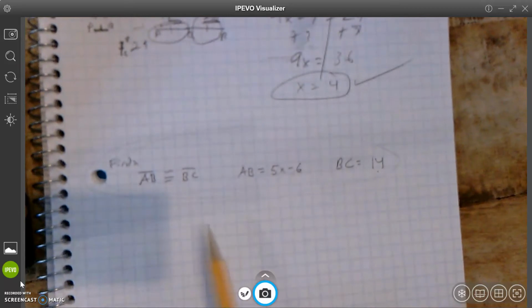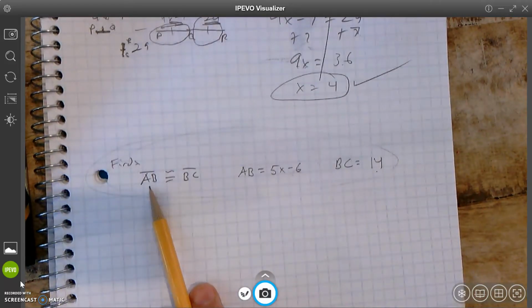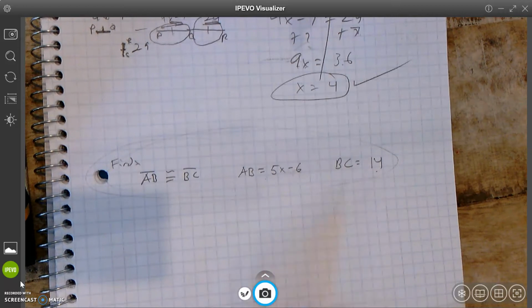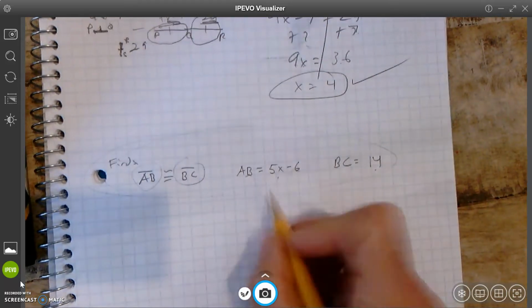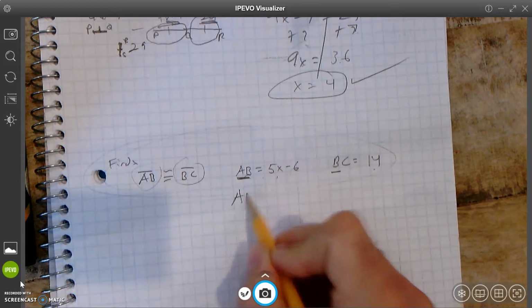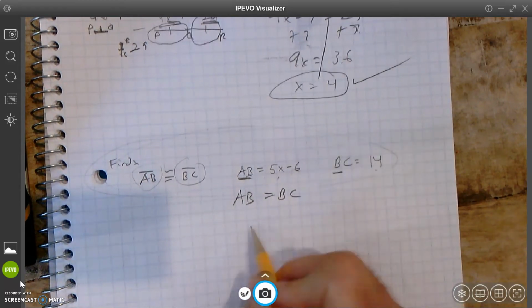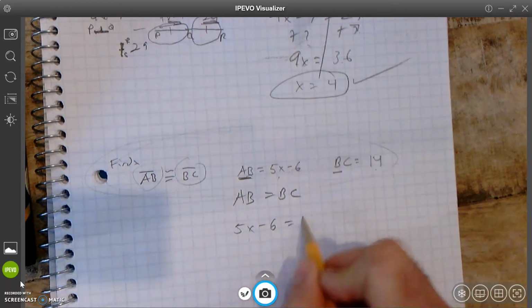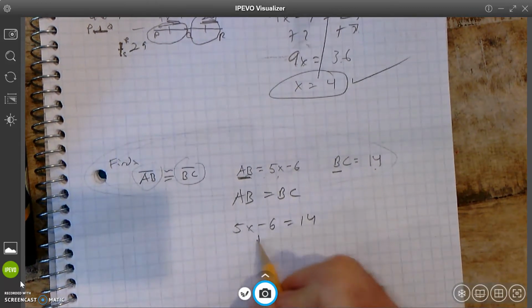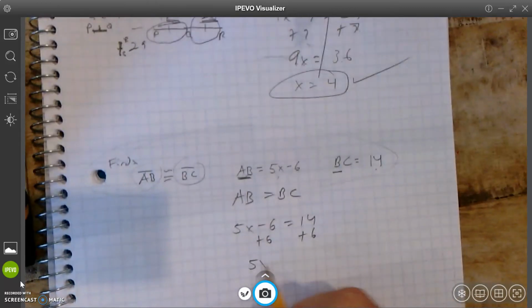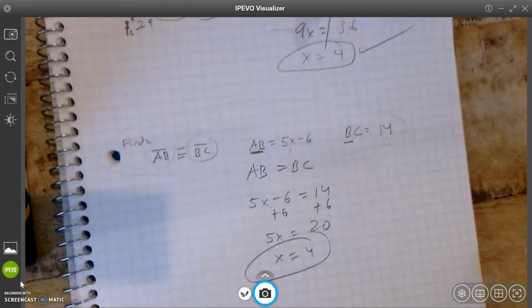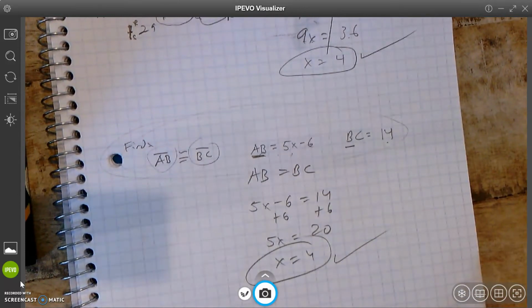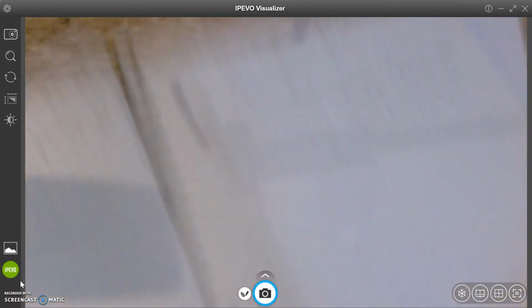All right, next one. Here you go. So find x again. AB is congruent to BC. Ready, set, go. All right, let's see what you got. If AB and BC are congruent, that would mean that this length equals this length. So 5x minus 6 equals 14. Let's add 6 here. 5x equals 20, and x equals 4. Bam. So both the answers are 4. Funny how that works out sometimes. There you go. All right, let's do one more.